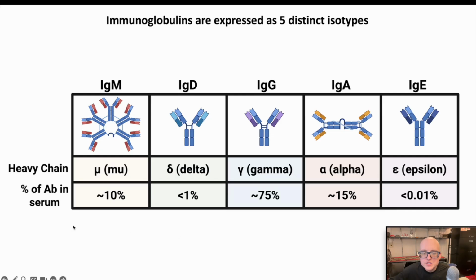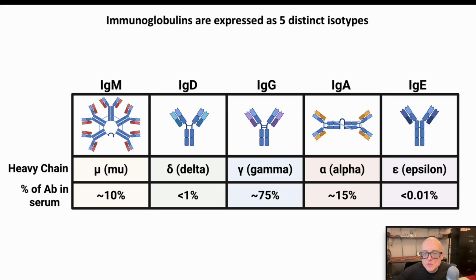Overall, I want to point out that each of these immunoglobulin classes is specialized for a different set of functions, and therefore they are all represented in the serum of any given human being at different ratios and correspond with how much we need them and in what context.